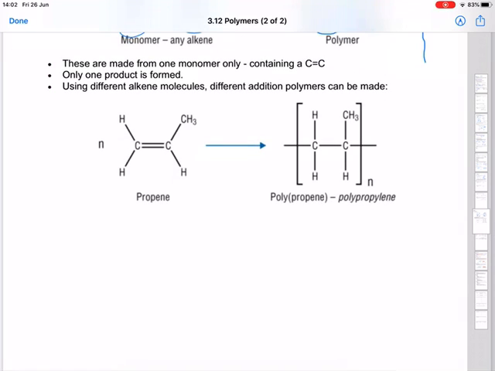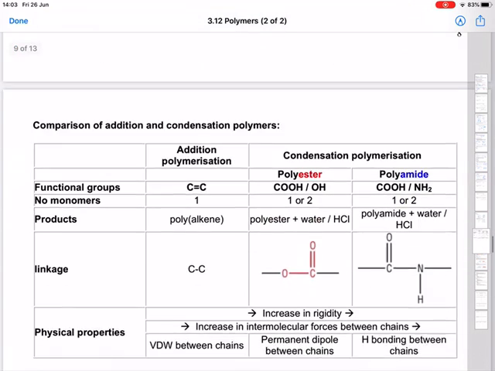So examples of this then, if we have propene, we make polypropene. And you can see the only difference here is the removal of the pi bond, that second bond, and then we extend those bonds out because that is what repeats over and over and over again.